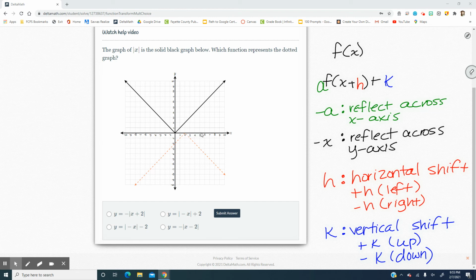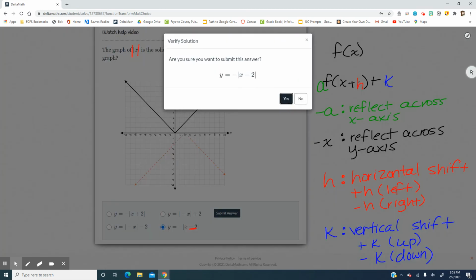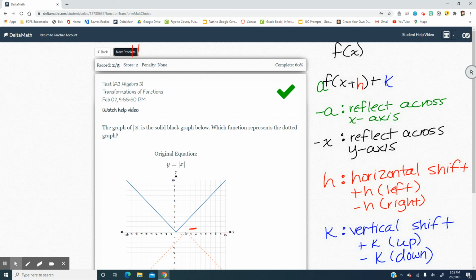Well, I don't have parentheses now. I have absolute value signs. Absolute value bars act like parentheses. So I want minus 2 inside the absolute value bars. It looks like that might be the only one. And then this negative out front would be a reflection across the x-axis. So let's see. Yes, that's correct. And then one more.